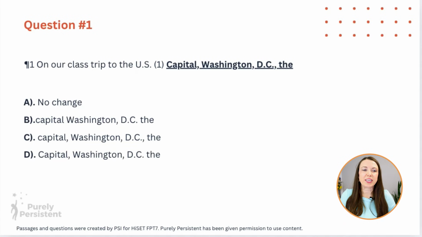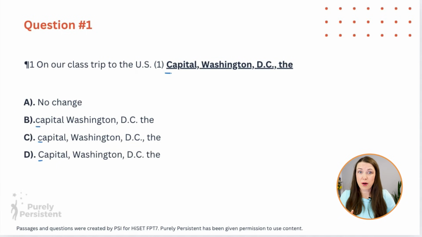So question number 1 here. On our class trip to the U.S. Capitol, Washington, D.C., okay, really we're looking at how is the grammar? Should capital be capitalized or should capital not be capitalized? So that's what we're focusing on. So notice here how this is not capitalized, capitalized, and capitalized. So let's think about it. Is capital a common noun or is capital a proper noun? It's actually going to be a common noun, so we don't need to capitalize it. And therefore we can get rid of answer A and answer D.